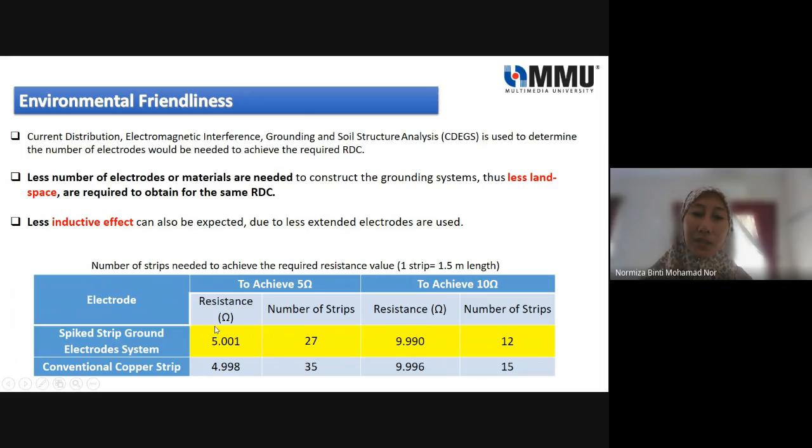You can see here, in order to achieve 5 ohm, the number of strips for the pipe strip ground electrode would be just 27. Whereas if using the conventional one, it would need more strips. So this would require more space, and at the same time, in terms of technicality, we can see that this will reduce the inductive effect because fewer materials would be used.